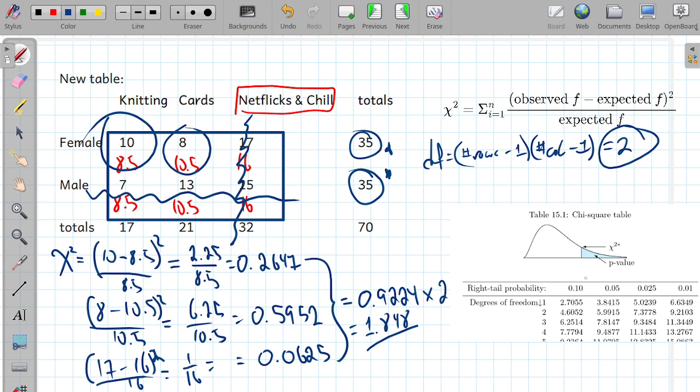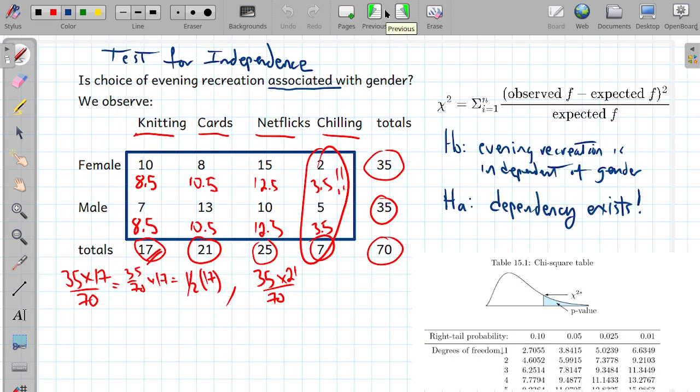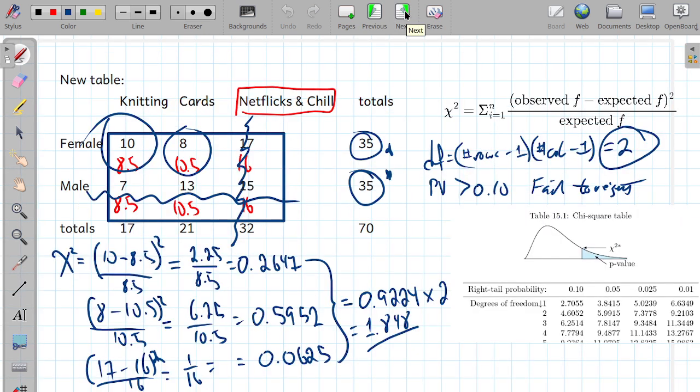Okay, whatever. Anyway, our p-value is greater than 10%. So that means we fail to reject H null. Now let's go previous. Remember, we suggested that the null hypothesis is that evening recreation is independent of gender, and we don't have any evidence to dispute that. So it seems like males and females basically prefer some combination of knitting, cards, and Netflix and chilling for evening recreation.